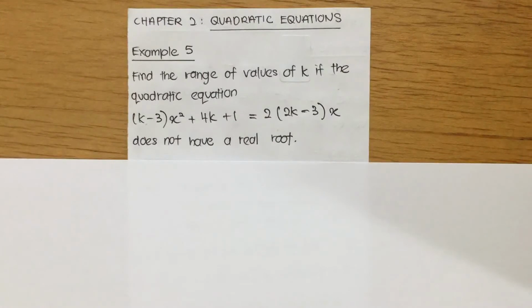Okay, let me read the Example 5 question now. Find the range of values of k if the quadratic equation (k minus 3)x squared plus (4k plus 1) equals 2(2k minus 3)x does not have a real root.